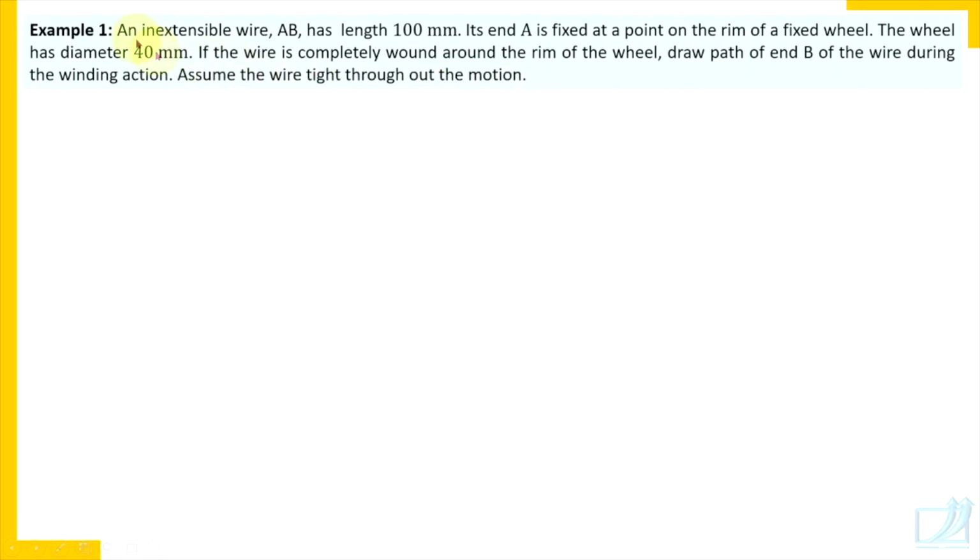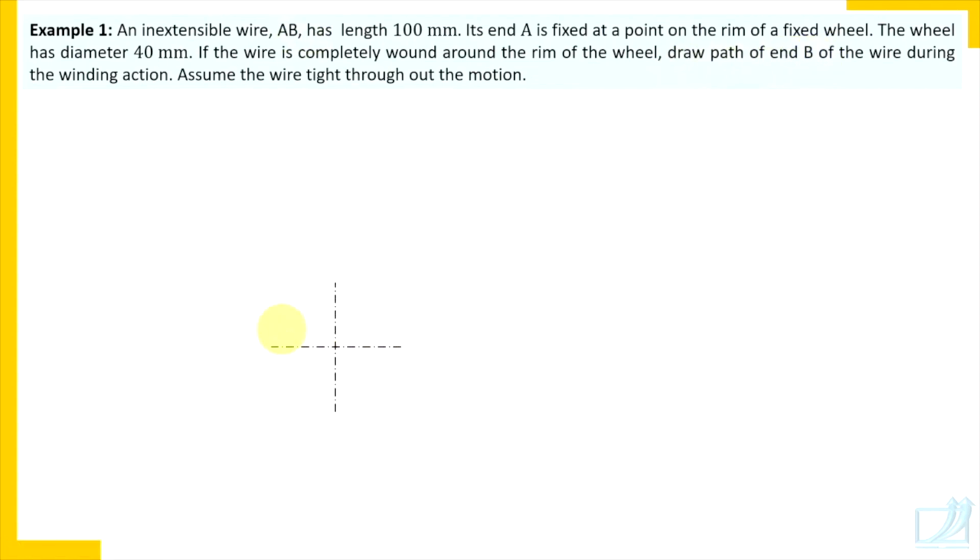Okay. Now here it is an inextensible wire. So it is a flexible thing and here winding action is involved. What is the path traced by a point on this wire? It is an involute. Now we want to draw the involute traced by end B. Draw path of end B. So let's proceed.